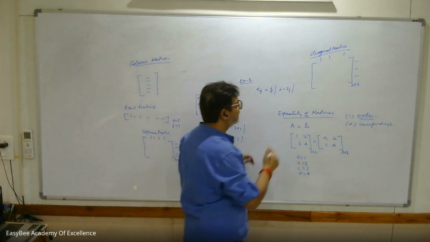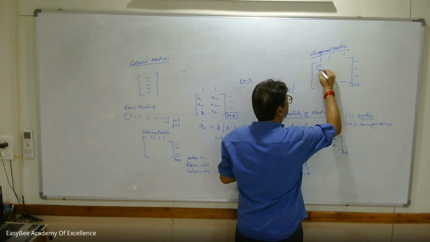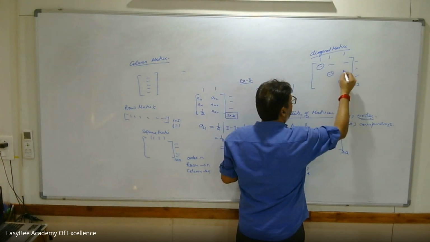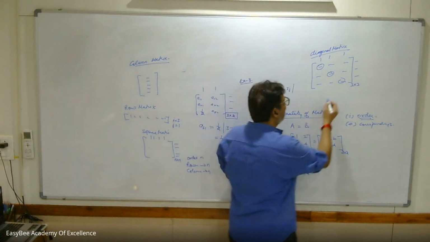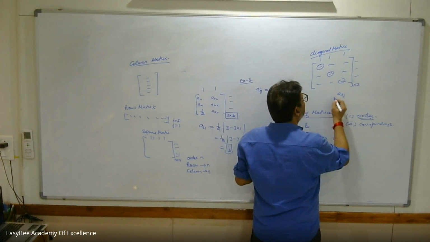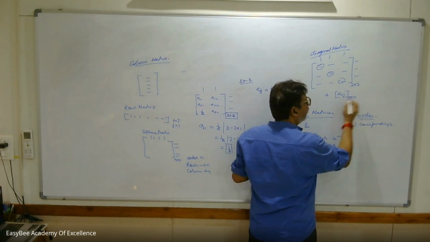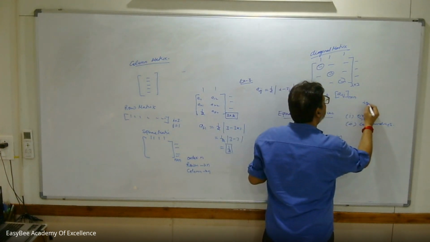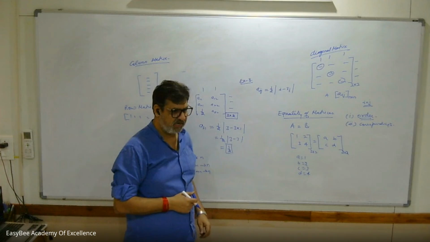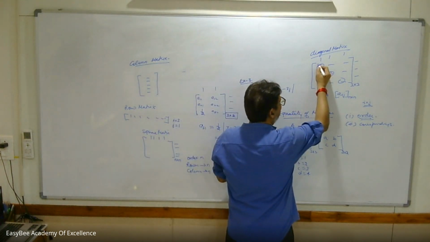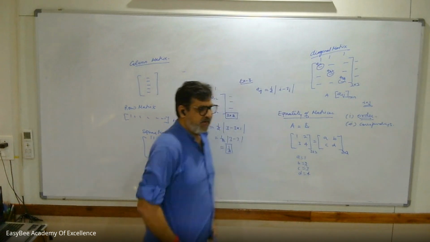What is a diagonal matrix? These 3 elements which I have encircled are diagonal elements. How do we define the diagonal elements? If Aij is a general element, and the order is n, and i is equal to j, whenever i is equal to j, then the elements are called diagonal elements. So here it is A11, A22, A33. These are diagonal elements.